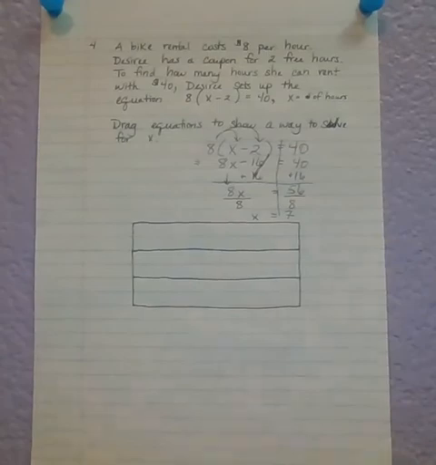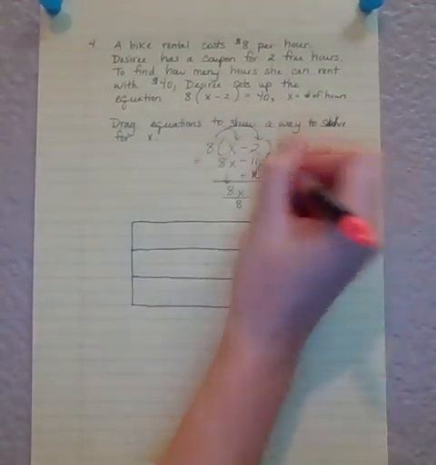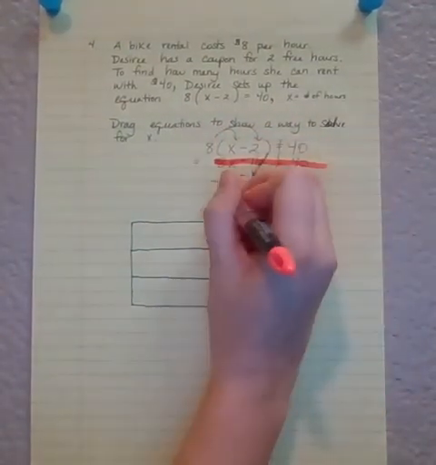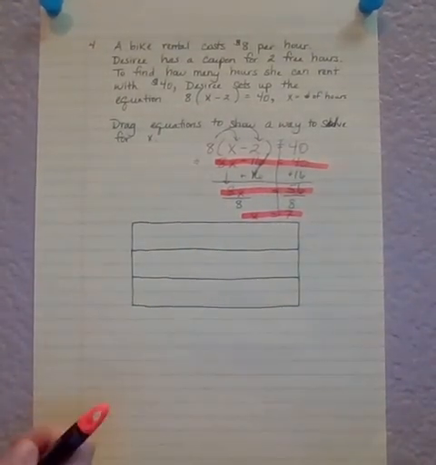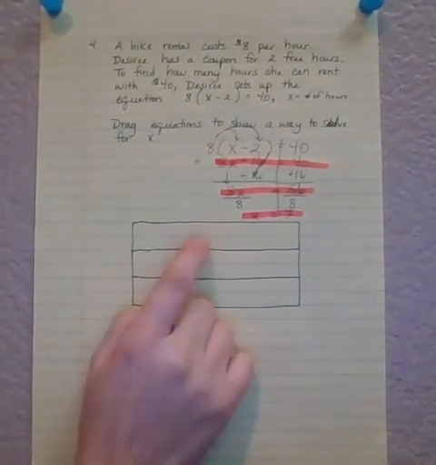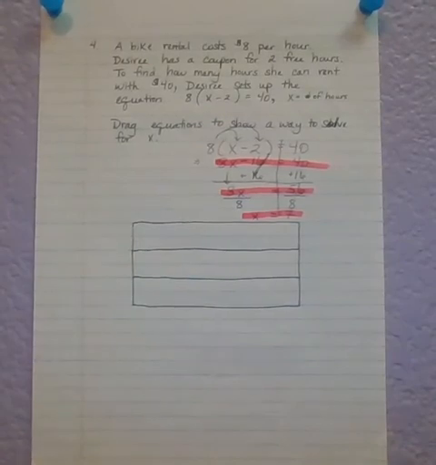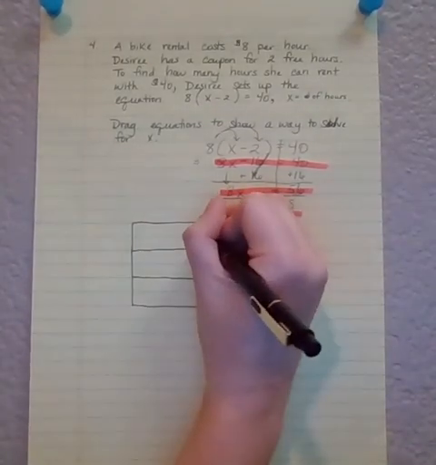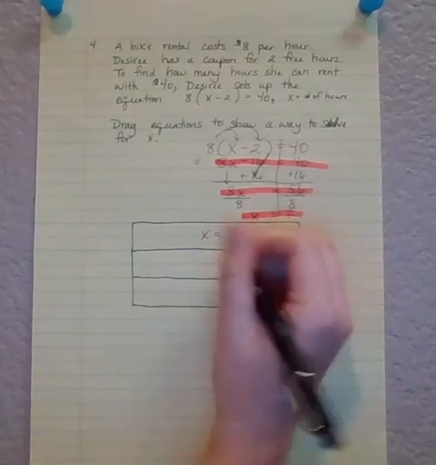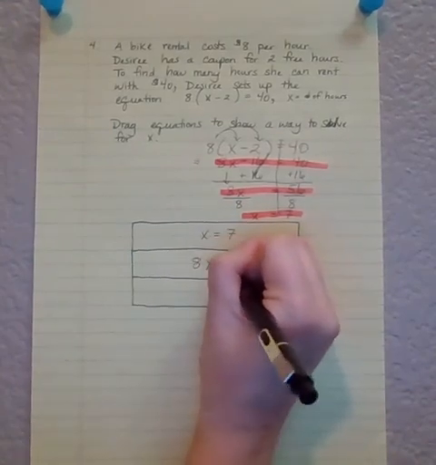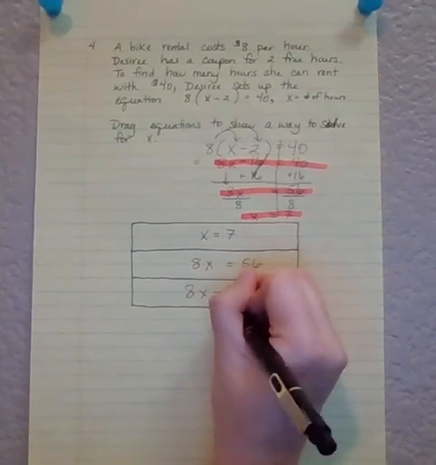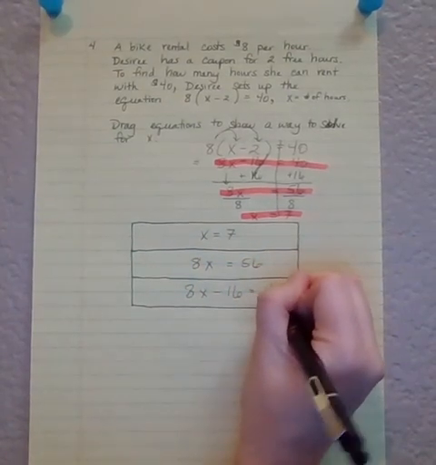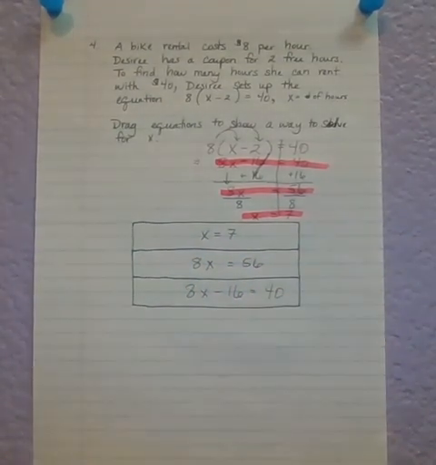So you should see these 3 equations given to you. Those are the equations you need to drag into the boxes below. Doesn't matter what order. X equals 7, 8x equals 56, and 8x minus 16 equals 40. Should go into the yes boxes.